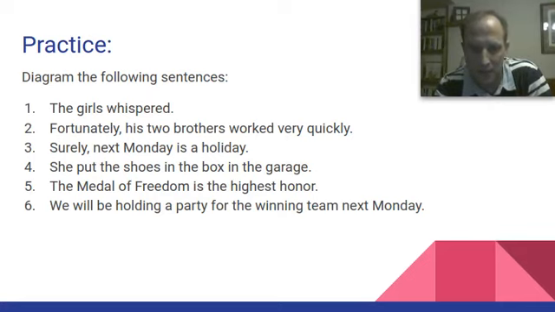I'll give you a little hint. Is the box in the garage? Was that where the box was? Or are we dealing with where the box ended up? She put the shoes in the garage. So that should give you a little help there. That should help you as you diagram this sentence. The Medal of Freedom is the highest honor. And finally, number 6, we will be holding a party for the winning team next Monday.